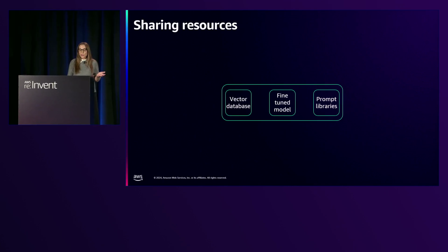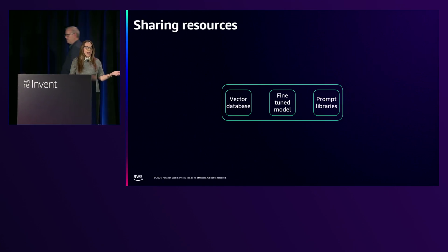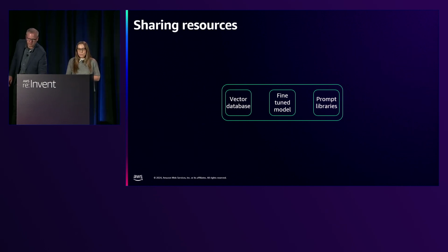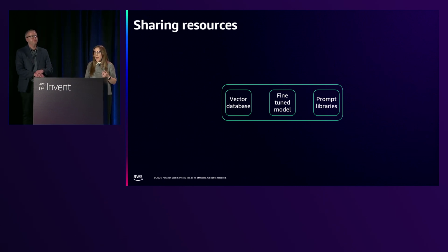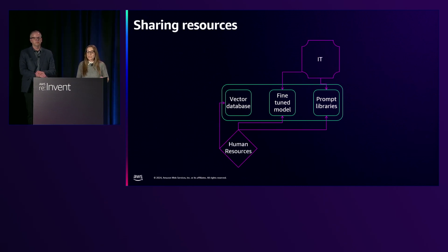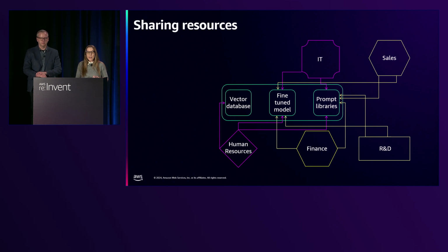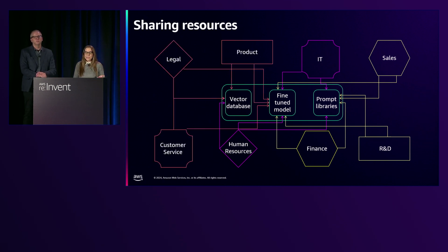Okay, so let's visualize a common scenario where organizations are experimenting with retrieval augmented generation, or RAG. And you can see on the screen, we have some of the shared resources that Randy talked about. And we have a large organization that has multiple departments. So we have human resources and IT working on their RAG proof of concept. Then we have finance, sales, and R&D start developing their own RAG proof of concept. And finally, customer service, legal, and product jump on the bandwagon.